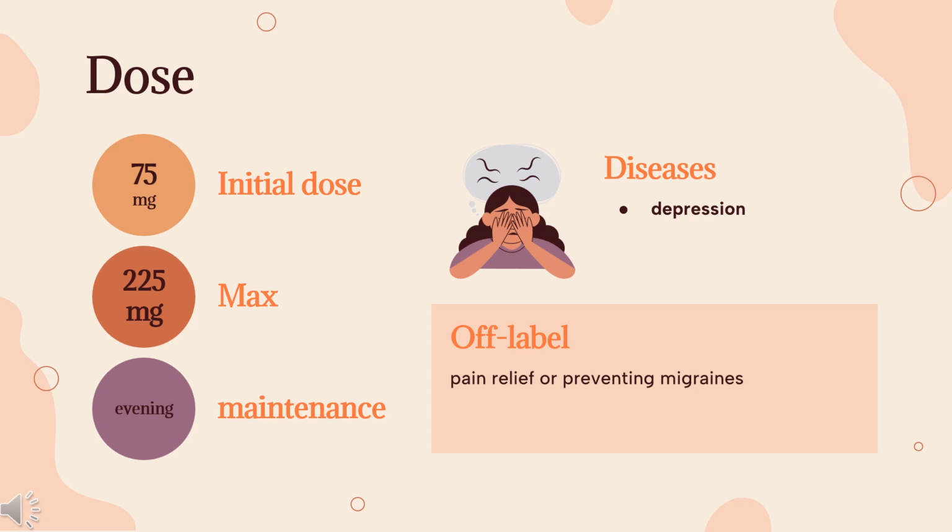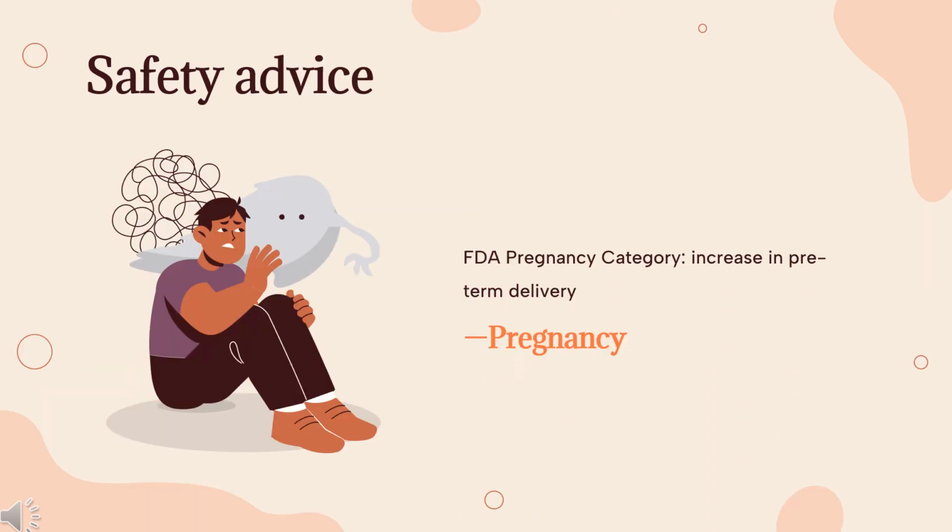The maximum dose for depression is 225 mg a day. For pain relief or preventing migraines, 75 mg a day taken in the evening. Your dose may start at 25 mg a day and gradually go up to 75 mg a day. The maximum dose for pain or migraine is 150 mg a day. Safety advice. Epidemiological data suggests that the use of tricyclic antidepressants in pregnancy may be associated with an increase in preterm delivery.